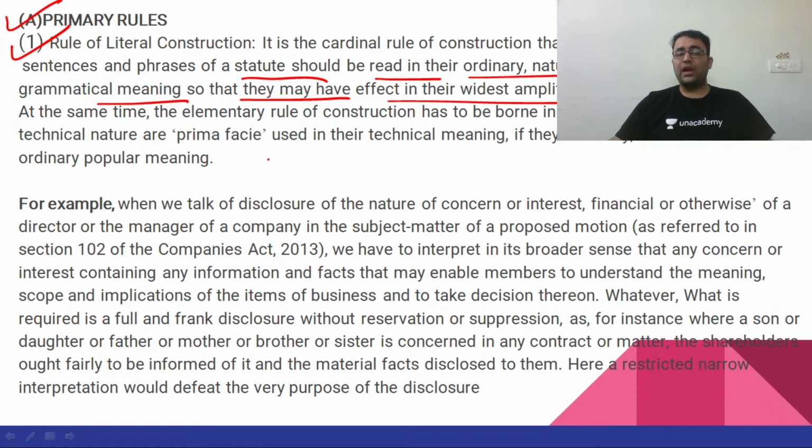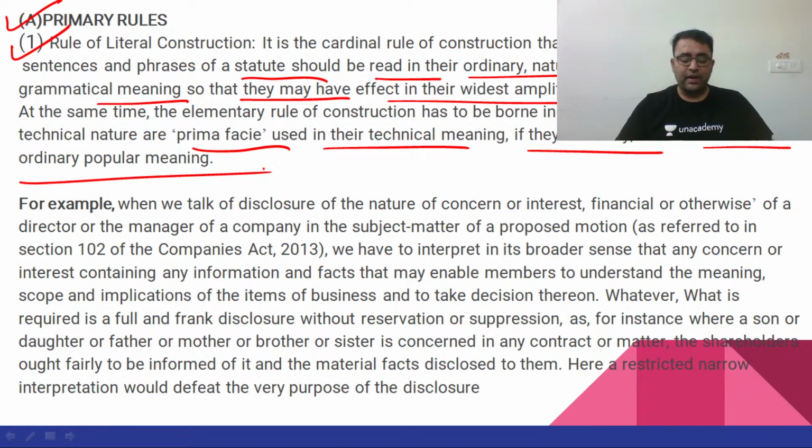At the same time, the elementary rule of construction has to be borne in mind that words and phrases of technical nature are prima facie used with their technical meaning, if they have any, and otherwise in their ordinary popular meaning. So please remember, there are two kinds of things you will read. When you read something, you will read general material, which should be understood in the general and grammatical meaning, and then you will read something technical.